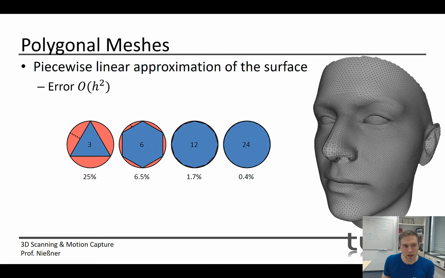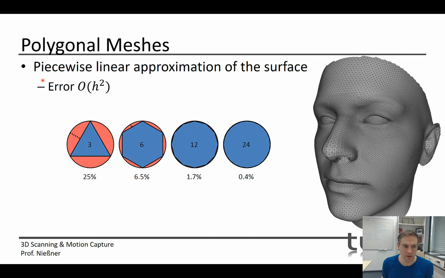Now, this error is O of h squared, meaning that we always need to double the number of surfaces to halve the error, right? And this is what we see here. So we go here from 6.5% error to 1.7% and then 0.4%. And it's good and bad in a sense. So the error approximation is not that great. It could be much better, right?